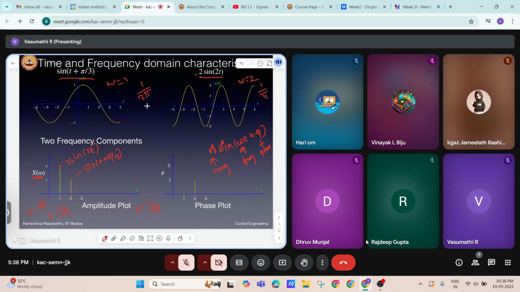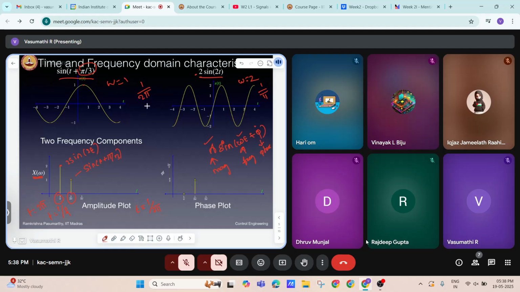So the first signal will be 1 by 2 pi and the second signal will be 1 by pi. We represented the omega in the graph. How are we going to represent this pi? If there are any additional terms, you should look for them. The first signal has an additional term, that is pi by 3.